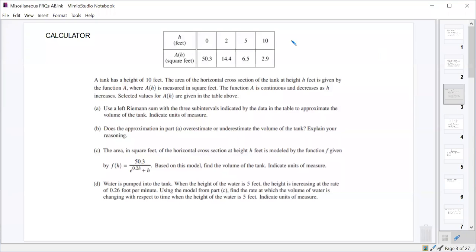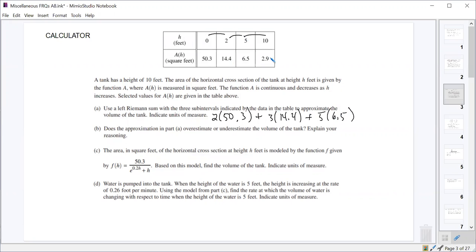So how do we go about that? We're using the left Riemann sum. Start with the first leftmost endpoint, 50.3, times the length of that interval, which is 2. And then add the next one, which is a length of 3 times the height of 14.4, plus the next one, which was 5 times 6.5. And we don't have to worry about the 2.9.